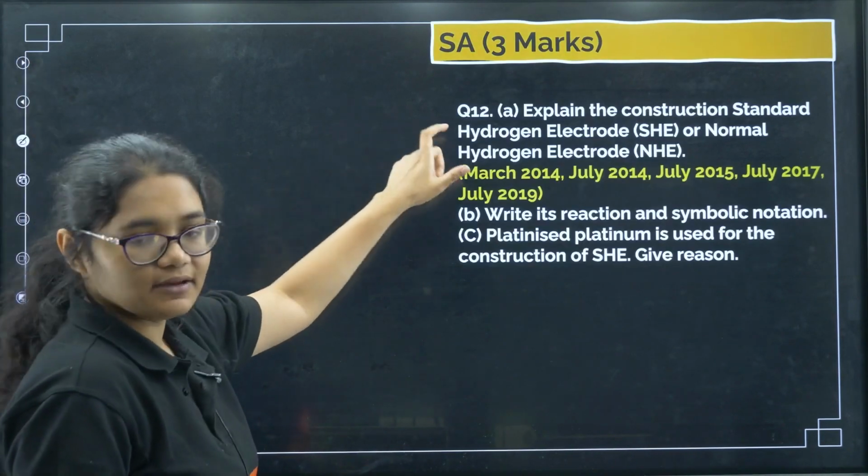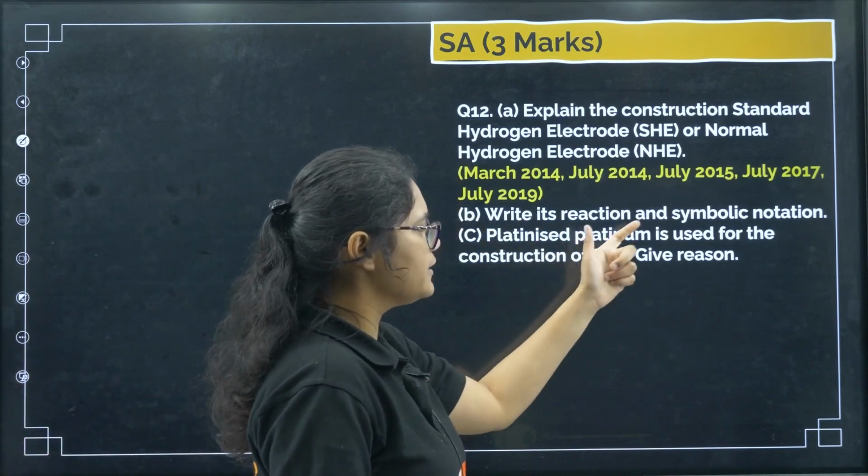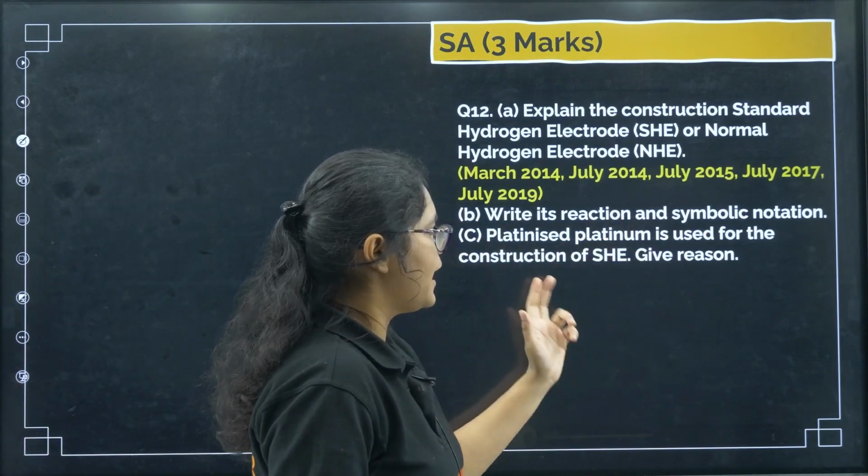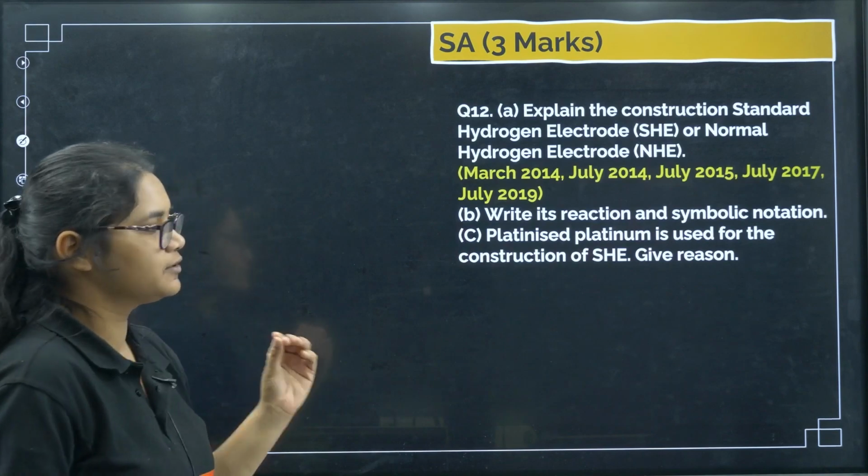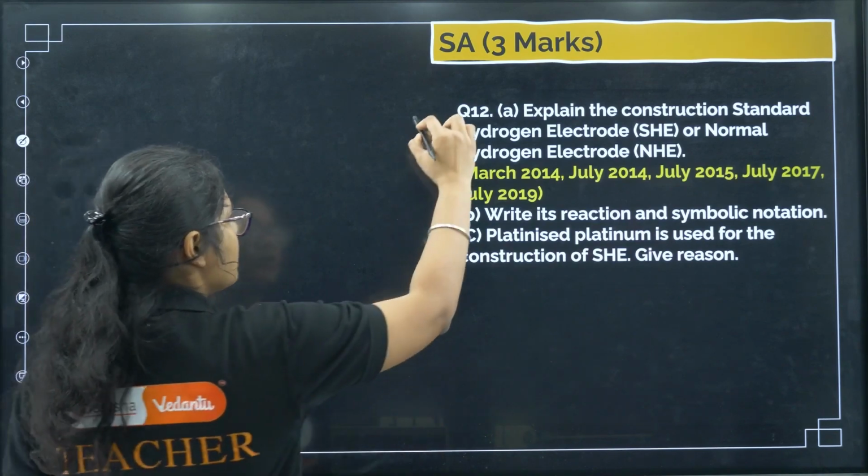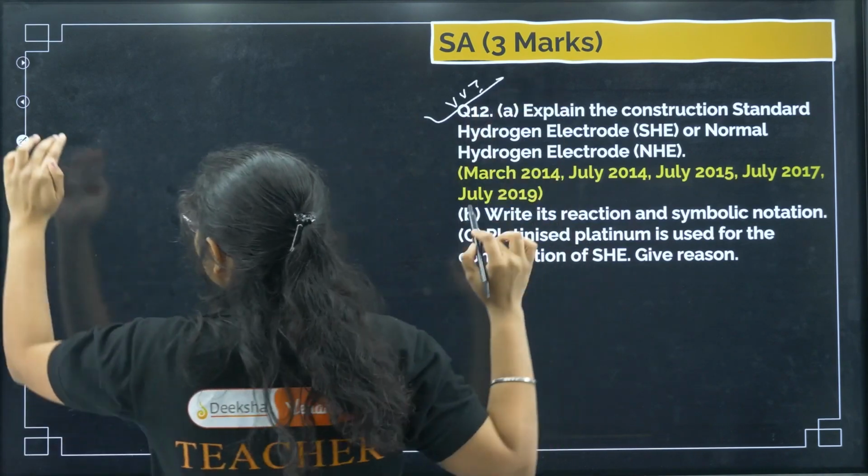Next, SHE, a very important question. Write the reactions and the symbolic notation, and why platinized platinum is used for the construction of SHE. Very important question, please do this properly.